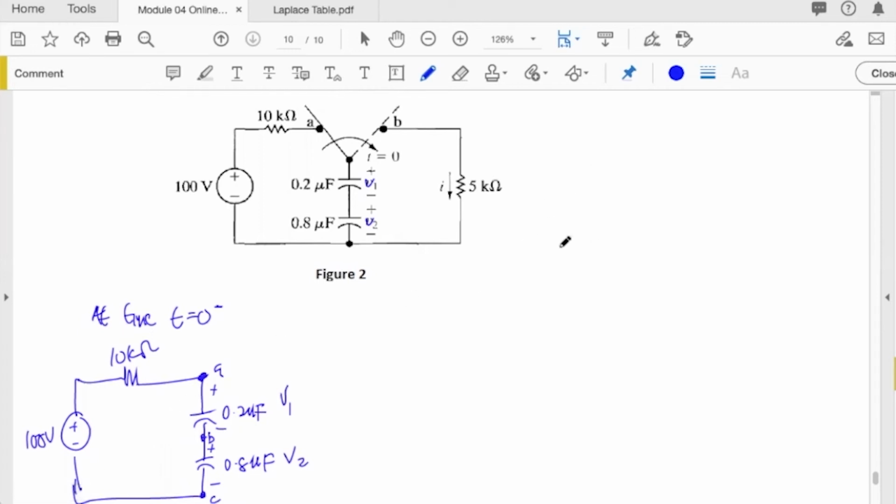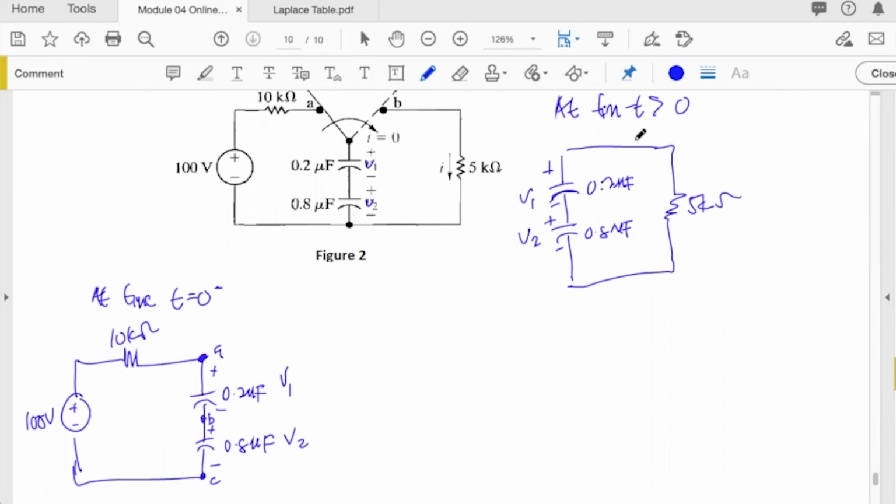So when the switch is moved, at time t larger than 0, so this is the times where the switch is moved from A to B, so we have this circuit. So we have these circuits when time is larger than 0. Okay, so at these times, energy is being built up inside this capacitor. So because of that, we have a rate change of voltage. So we need to apply a Laplace transform for these circuits in order to analyze the circuits.